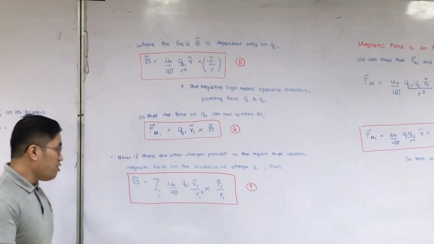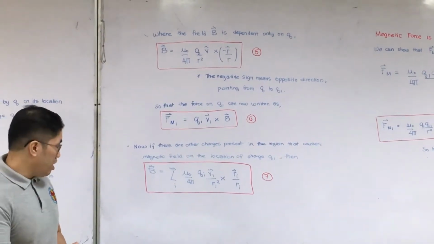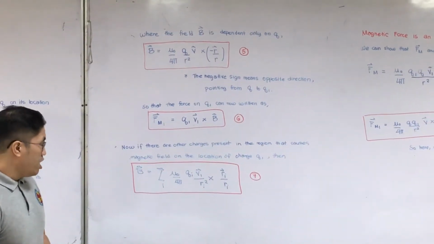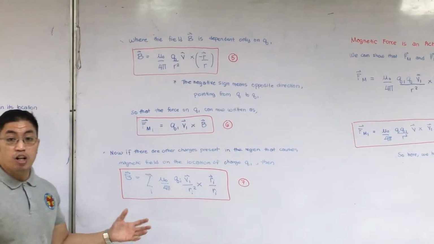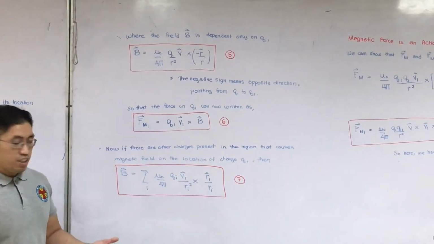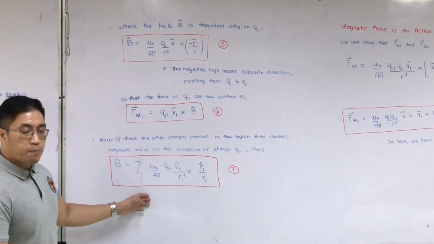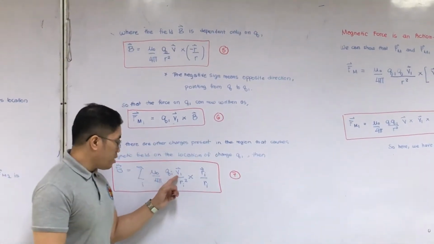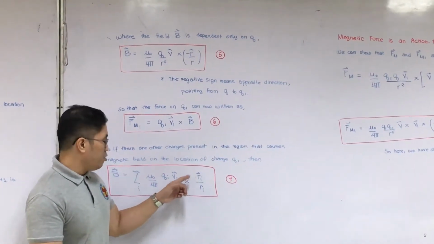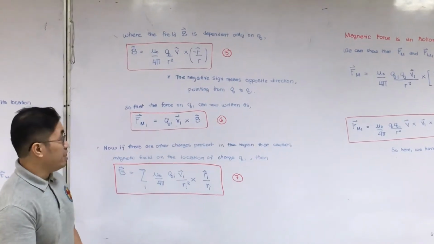Now, if there are other charges present in the region that cause magnetic field at the location of our charge Q, then we need to get the summation of all magnetic fields, which follows the superposition principle. The equation is given as equation 7, which is the sum of mu naught over 4 pi Qi, cross product of vi with unit vector r over ri squared.